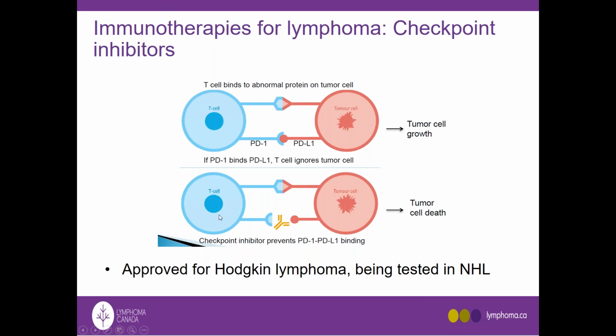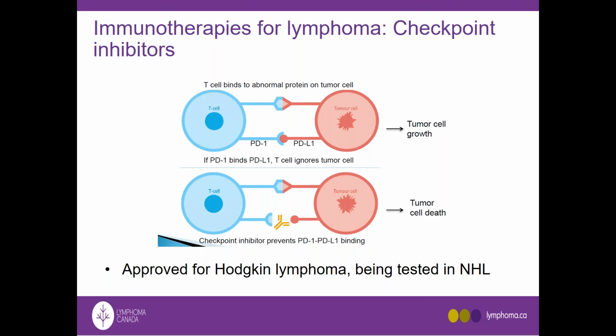So now the T cell wakes up and realizes this is a tumor cell, and this leads to tumor cell death. This has been a very successful treatment in Hodgkin lymphoma, and is being tested and has activity in other non-Hodgkin lymphomas as well. These markers can be tested on the tumor cell, and again, it is important for us to understand what particular subtype of lymphoma it is, and whether these treatments would be useful for patients.